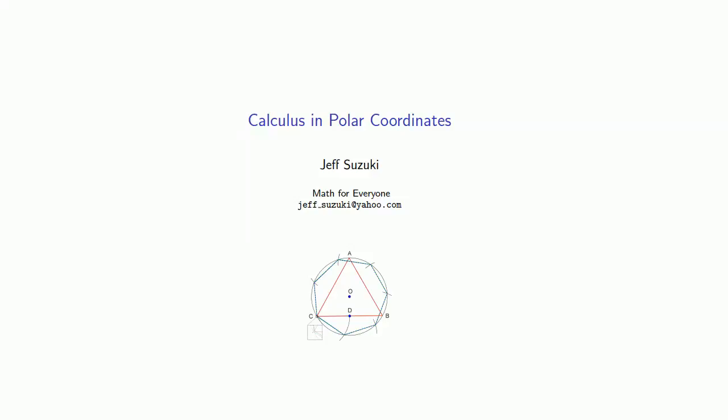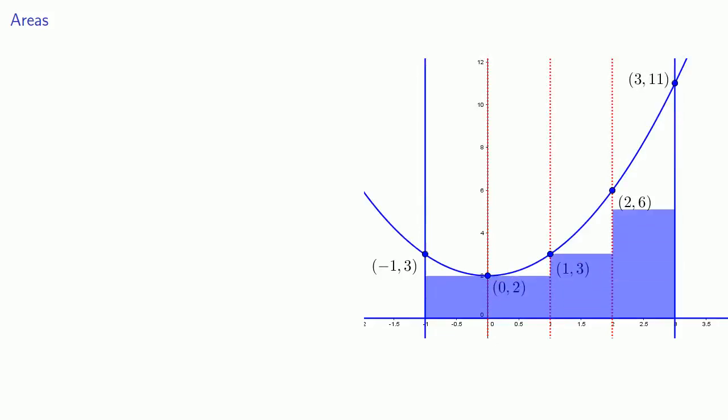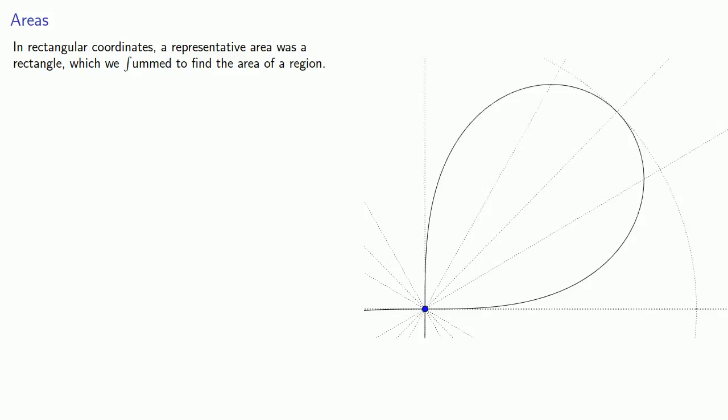We can also do calculus in polar coordinates. First, let's find some areas. When we found the area under a curve in rectangular coordinates, we partitioned our region into a bunch of rectangles. And so in rectangular coordinates, a representative area was a rectangle, which we summed to find the area of the region. So how do we find area in polar coordinates?